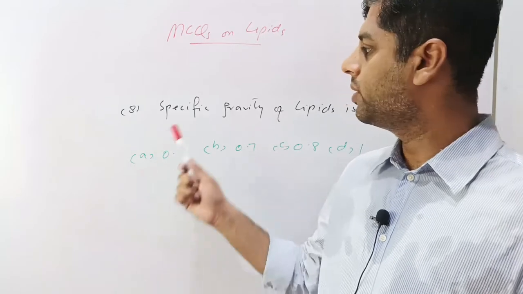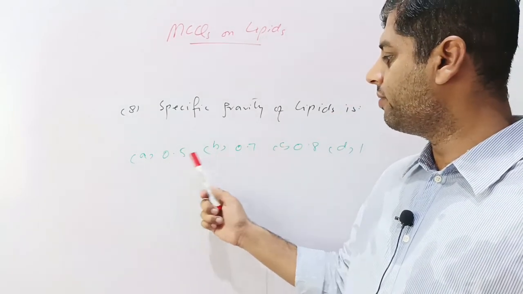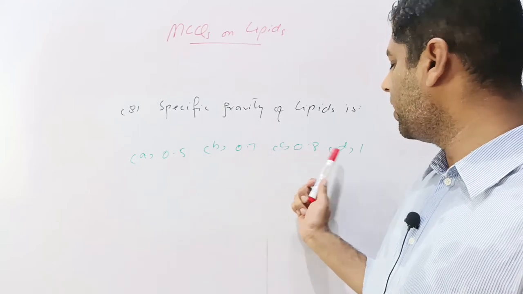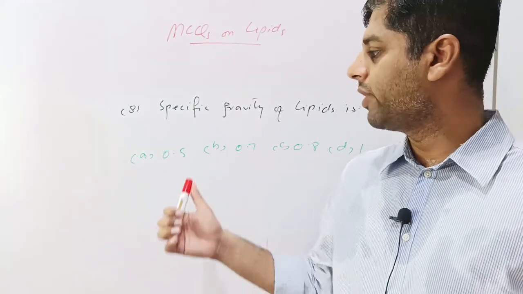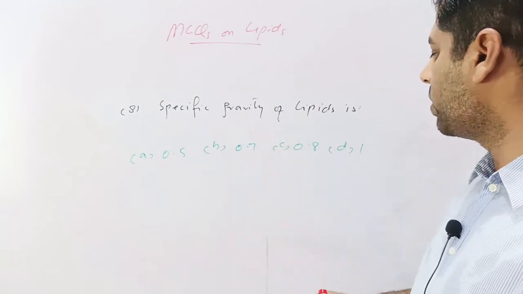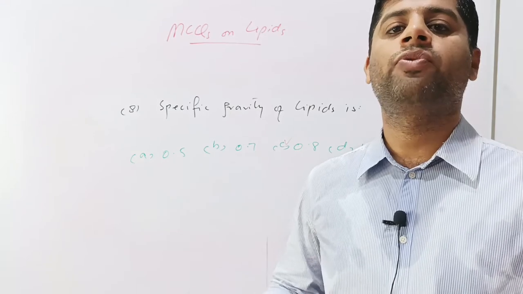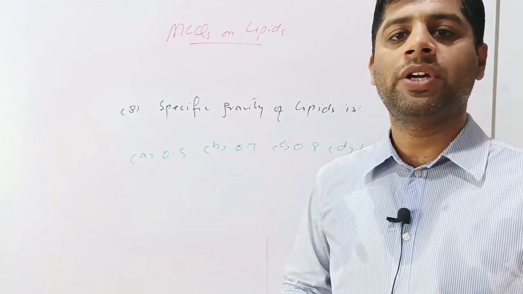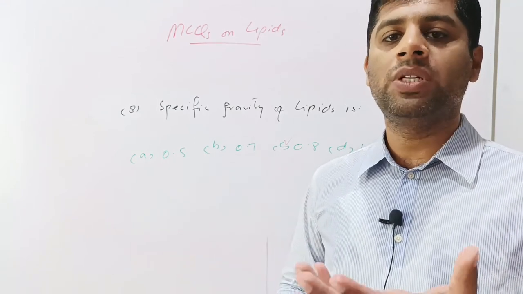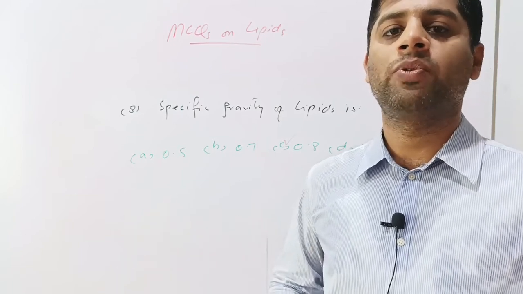Next question is the specific gravity of lipids is. Given options are 0.5, 0.7, 0.8 or 1. This is again a fact based question, and it should be learned by heart that the specific gravity of lipids is 0.8, because lipids are lighter than water and they float on the surface of water. The specific gravity of water is 1, so their specific gravity should be less than 1 because they are floating on the surface of water and they are lighter than the water molecules.